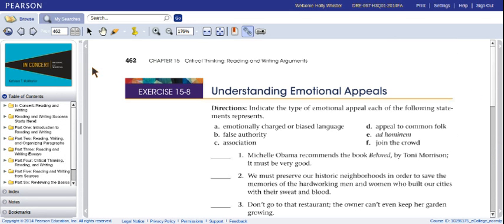All right, if you have any questions, please revisit this chapter. Go in and review as you need to, because you will be reading an argument for your next assignment, and your final will be to write an argument. So please study these up.